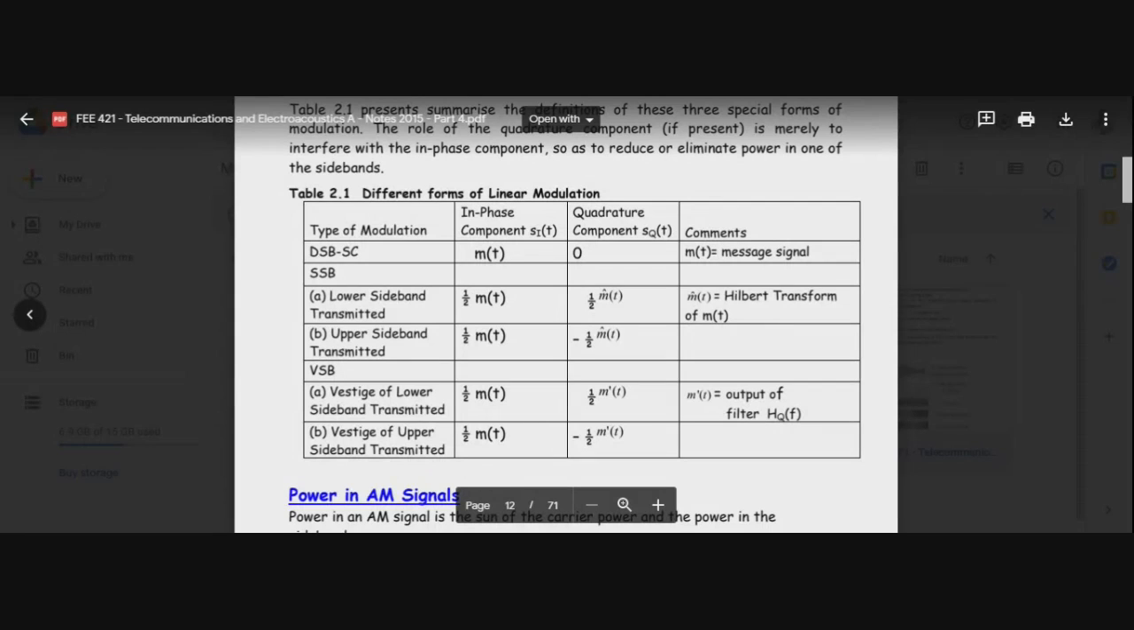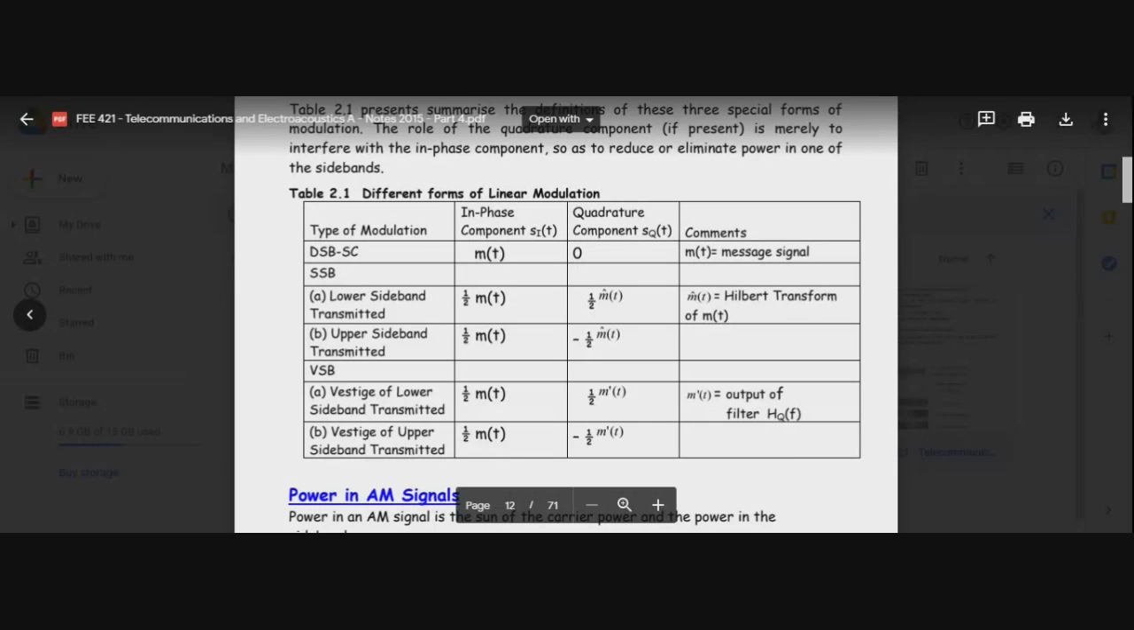So when you arrange, you can have different signals there. Now let me see. Vestigial sideband, you can have a lower sideband, and you can have upper sideband. But here now there is 1/2 m of t for the in-phase part, and 1/2 m prime of t. It's not a derivative. M prime is the output of some filter that is called a vestigial sideband filter. Some people might call it a quadrature filter.